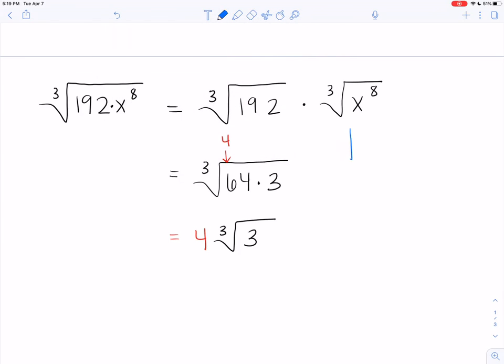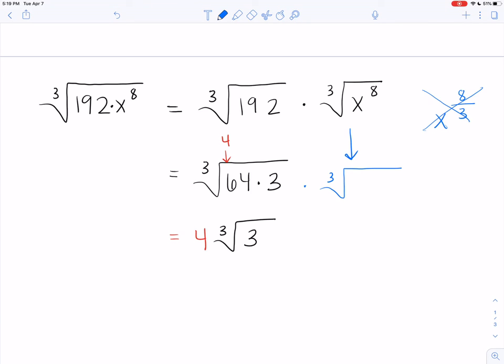Now I'm going to come over here and look at my variable. Now, normally what I would do is I would take the exponent and I would divide by the root. But that's not going to work for me here because 8 is not divisible by 3. And I don't want to end up with a fraction or a decimal for the exponent. So what I'm going to do here, because I just want to simplify, is I'm going to rewrite x to the 8th with the highest possible exponent, not passing 8, that would be divisible by 3.